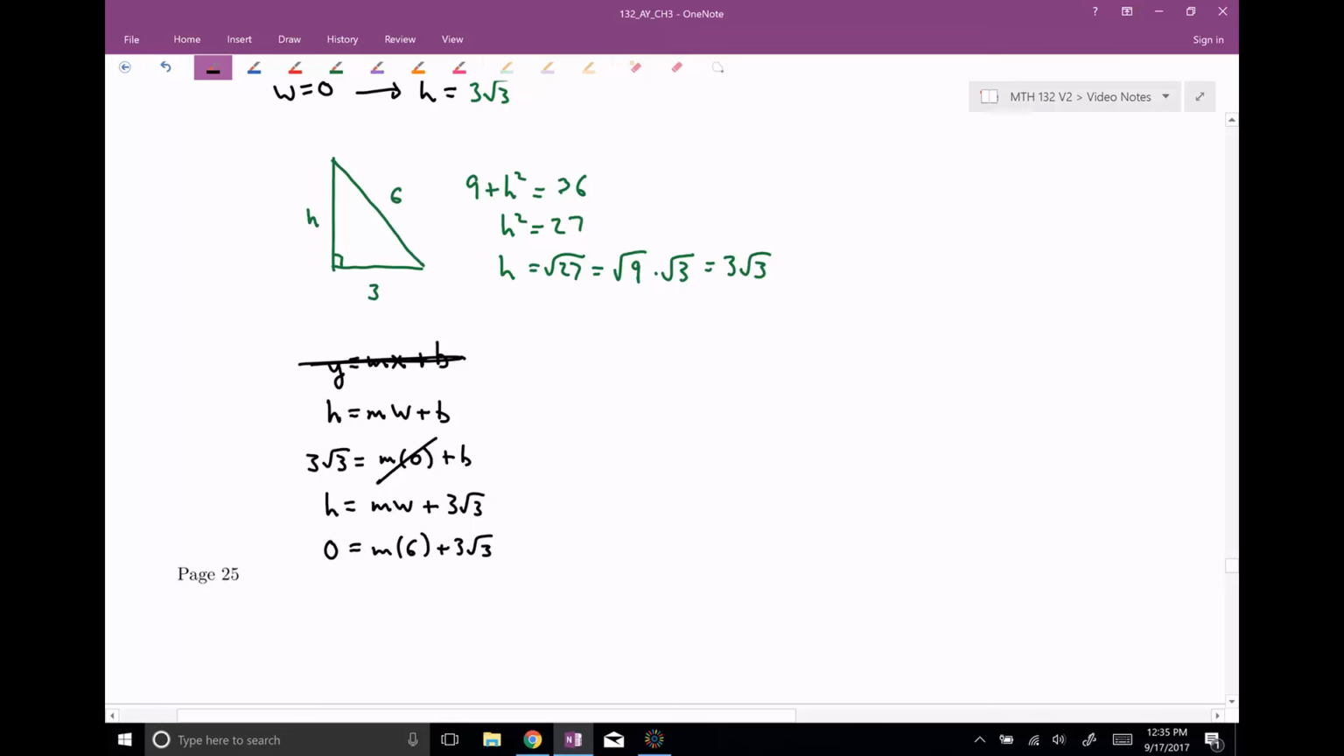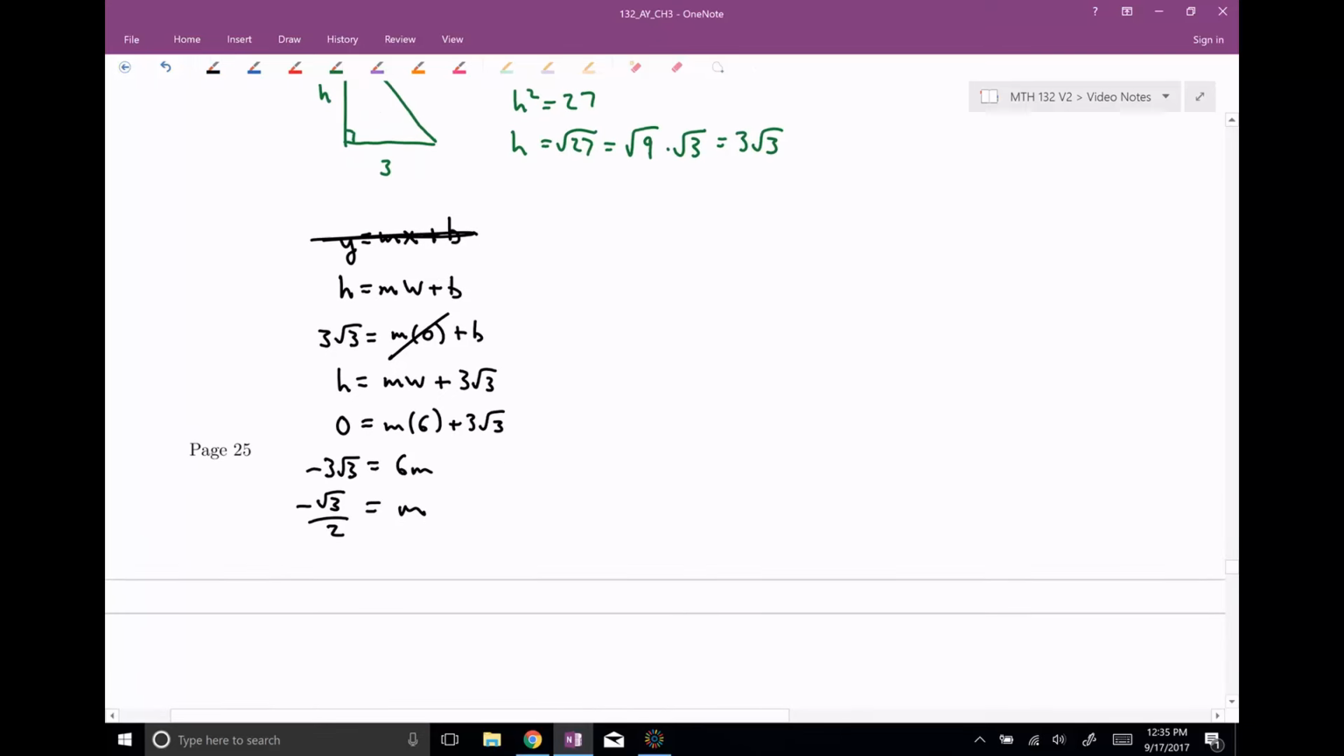Now let's go ahead and solve for m. So negative 3 root 3 is equal to 6m. Divide by 6 on both sides, and I'm going to get that m is equal to negative 3 root 3 over 2, once I've simplified down. Okay, so now that I have the m and the b value, this is telling us that the height, h, is equal to negative root 3 over 2 times w plus 3 root 3.